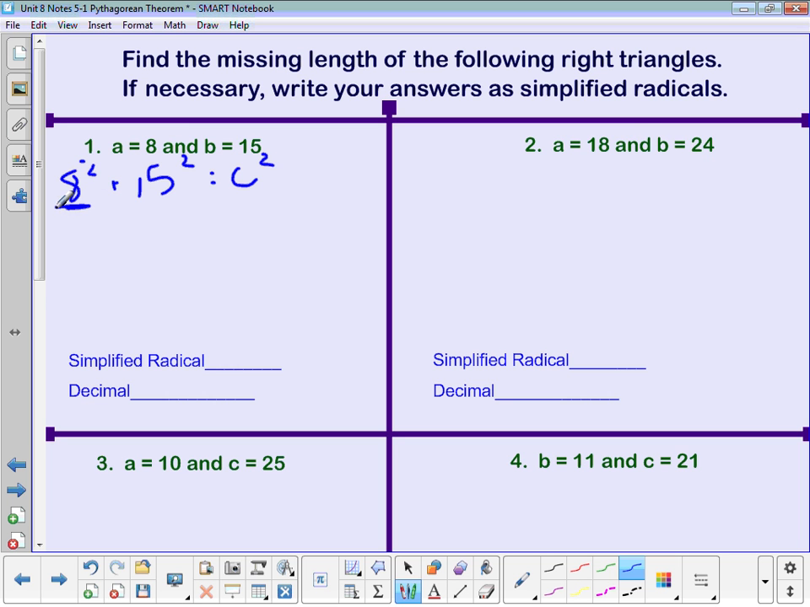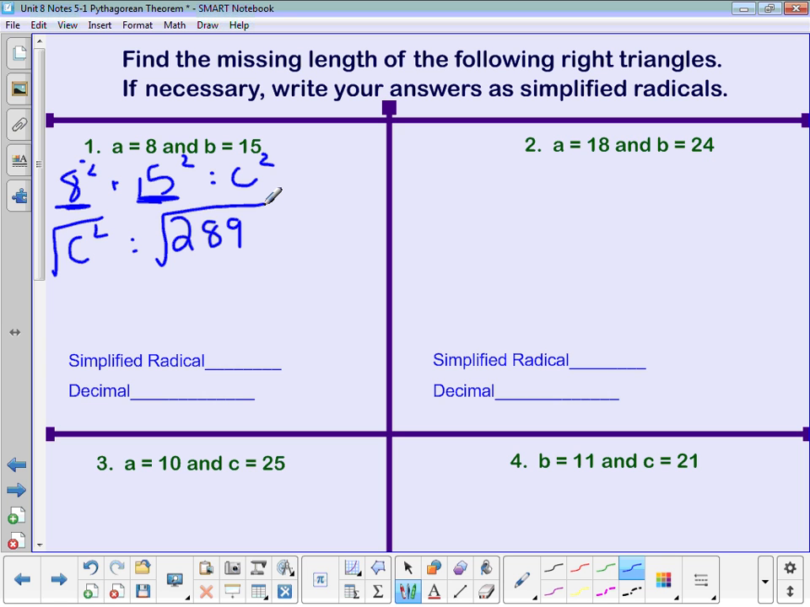I'm going to punch in 8 squared plus 15 squared. Okay, so try and find that squared key on your calculator. If you don't have an x to the 2 key, that's usually the squared key. If you don't have that, you're going to need to use caret 2. So hopefully you know how to do that. Now, we have c squared, and that's going to be equal to 289. So now we're going to take the square root of both sides.